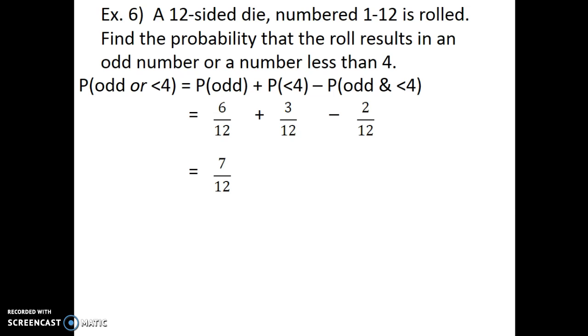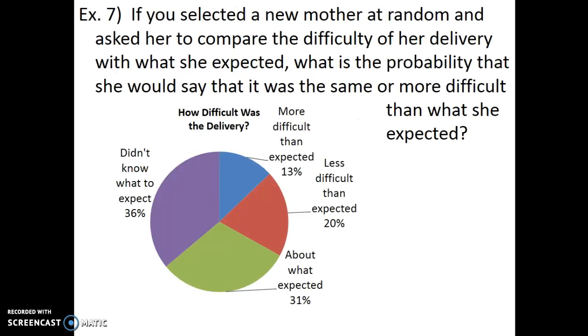Like I said, most people do better at this than the AND probability, especially since we're not going to deal with a lot of two-way tables. It's more scenarios like this. I could give you a pie chart. This is just giving the empirical probability, or relative frequency, for each of these results being reported by a new mother. And we want the probability that she would say that the difficulty level was the same as what she expected, or more difficult than what she expected.